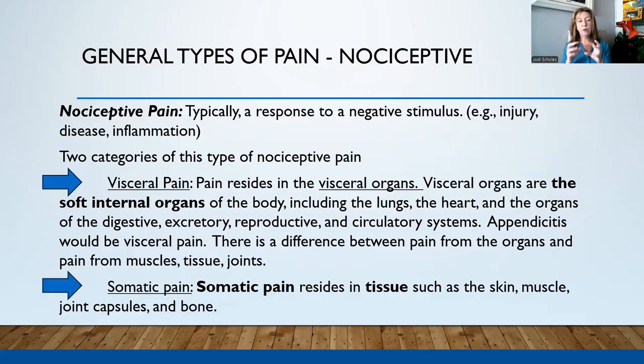And there's a difference here. I want you to see there's a difference between pain from the organs and pain from the muscles and joints and skin. Many of your clients will come in and be, in fact, I just had this week, I have a personal trainer client, lovely lady. She comes in, she's like, there is pain in my hip. Do I have cancer in my hip?